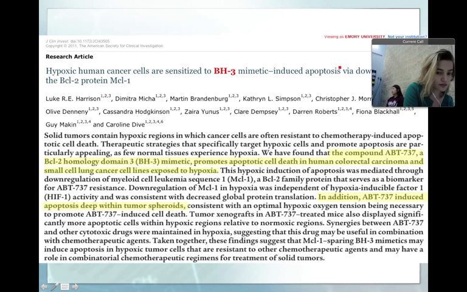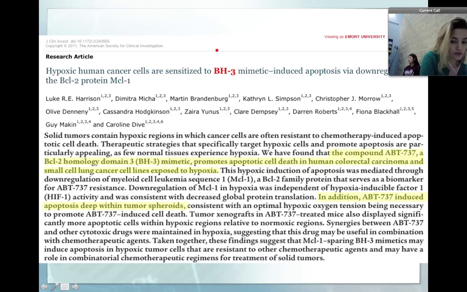And here is an example of the way this stuff works. Hypoxic human cancer cells sensitized to this BH3 mimetic induced apoptosis because it downregulates BCL2 protein MCL1. MCL1 and BCL2 are similar, right? It's pro-life. And so these things are able to actually induce death, right? Here's the compound, ABT737.